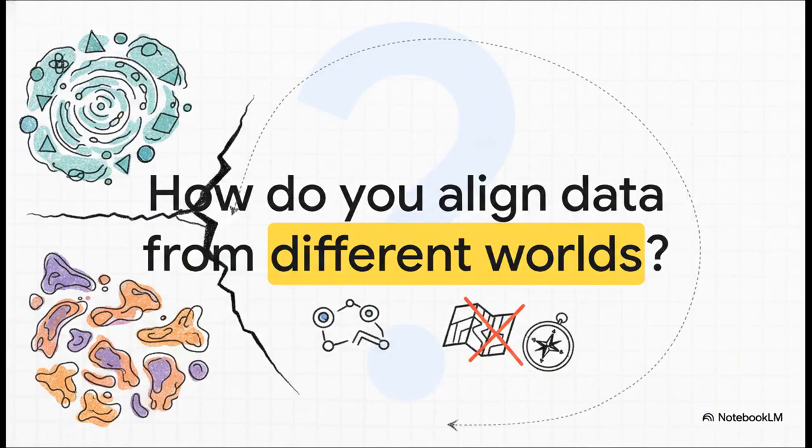So that's the big question, isn't it? How do you actually align data from different worlds? I mean, how do you find meaningful connections when you can't just slap one data set on top of the other, when there's no shared map, no common grid to guide you? This is the core problem we're going to unpack today.